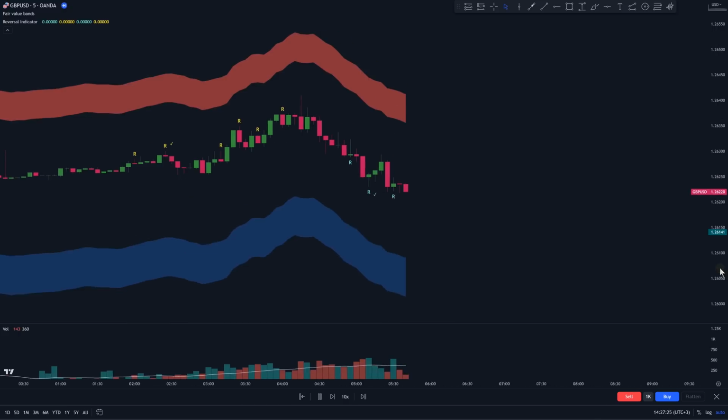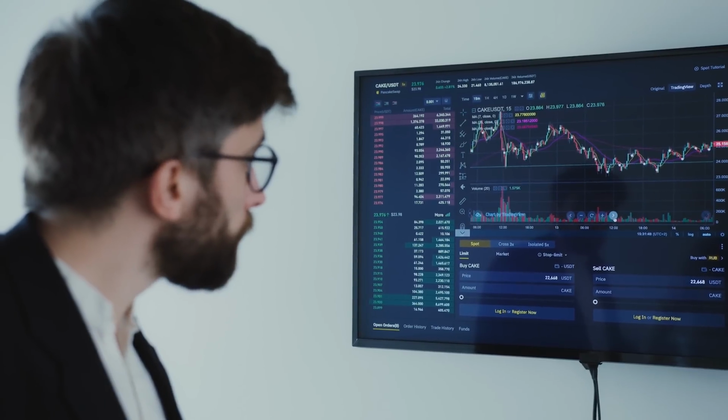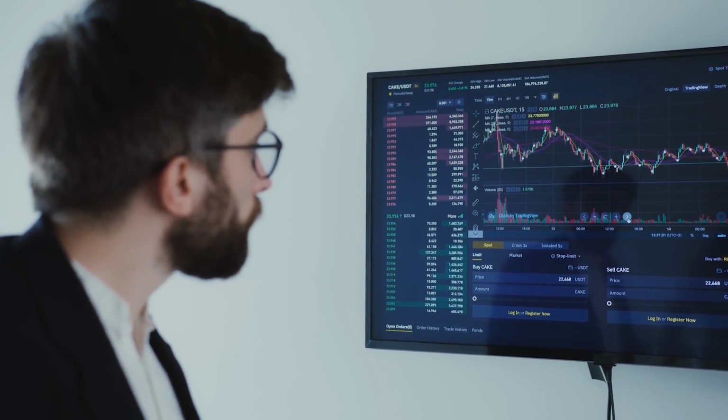If you're interested in this strategy, remember to do extensive backtesting and forward testing to see how it would perform over longer periods of time.